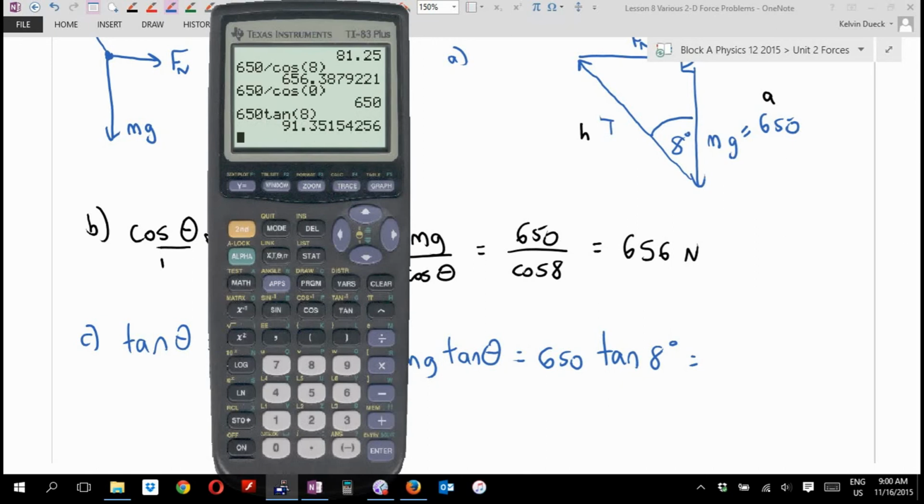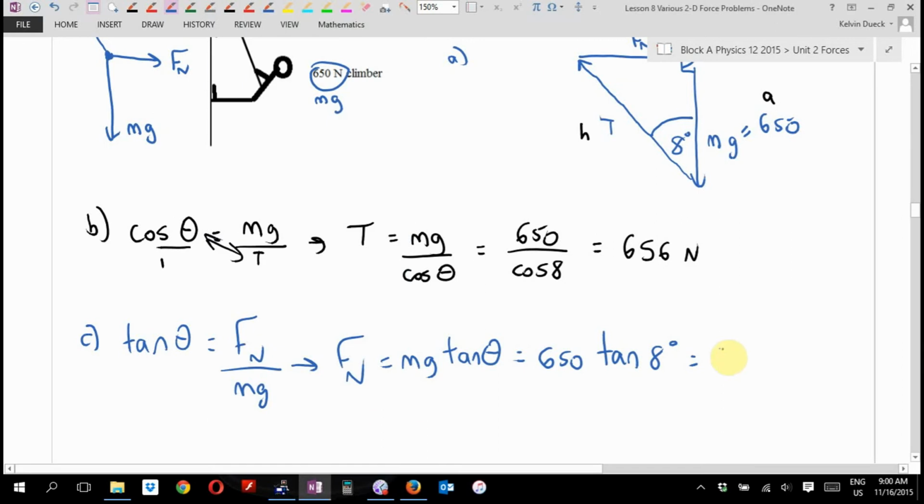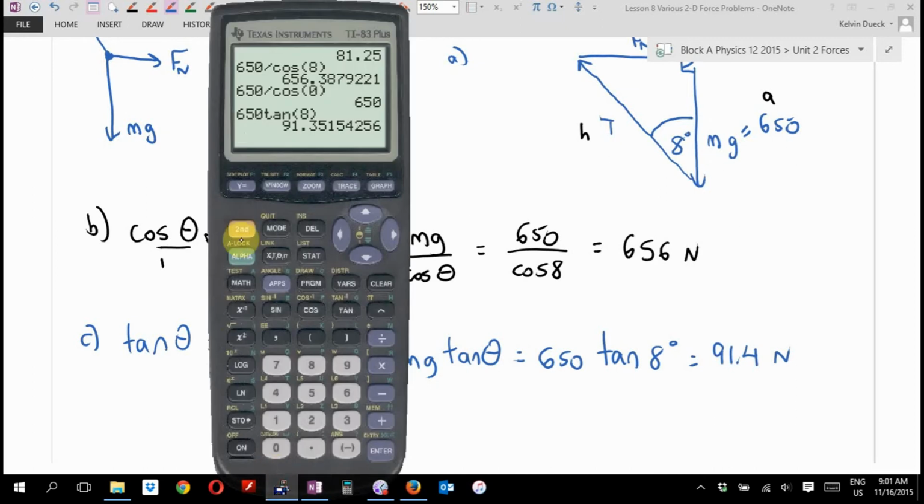You get 91.4. By the way, let's do our test again. If he was hanging and theta was 0 degrees, if he was just dangling there, what would the normal force be? 0. Let's just double check, because I'd like to know, is my system right? If I put a 0 there, you're telling me I should get a normal force of... Okay, this is confirming.